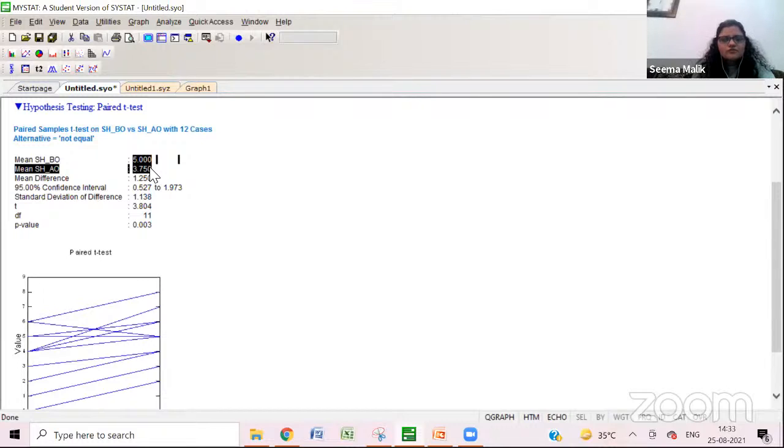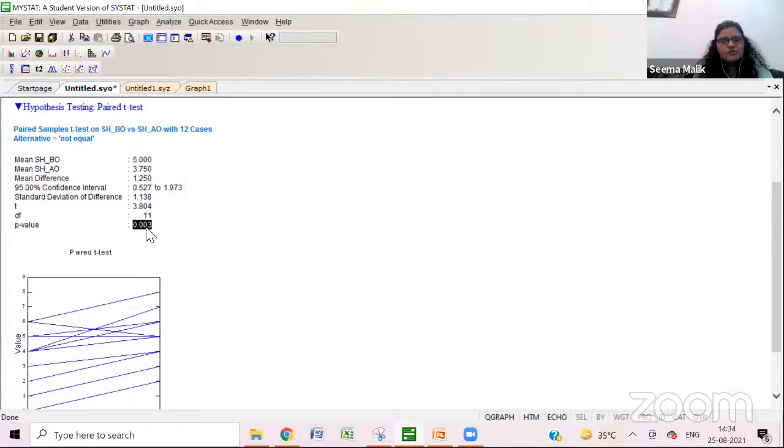One more thing I would like to highlight over here, so just have a glance over it. This is the 95% confidence interval. You can make it out from here only. From here you can say the mean lies between these two values. So here our hypothesis is rejected.